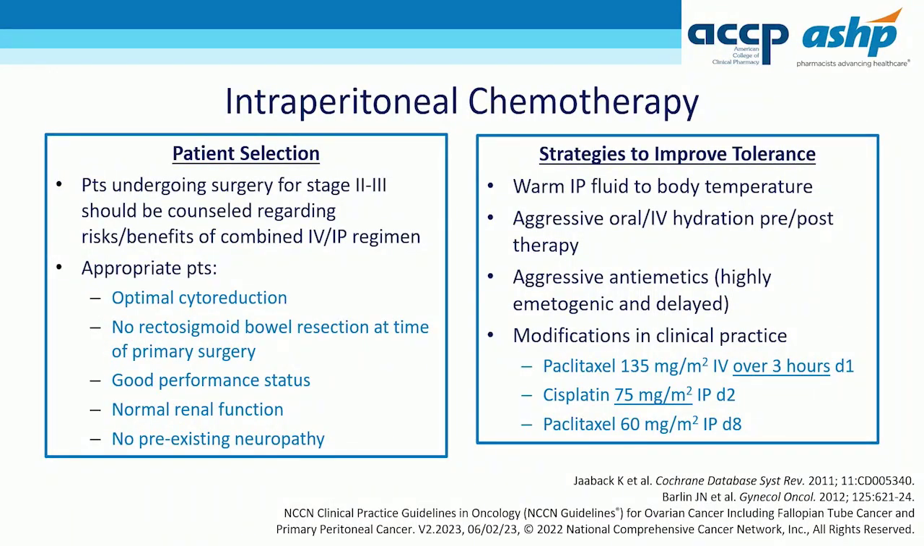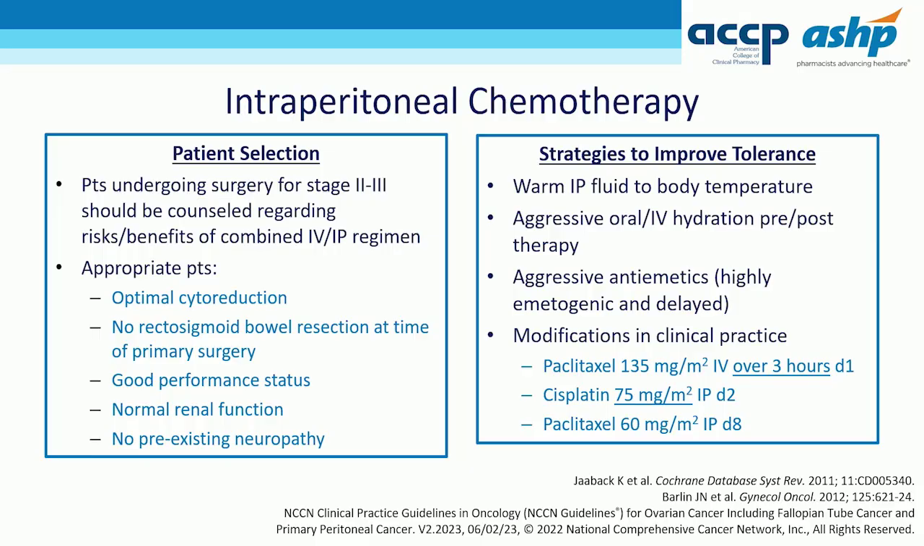So for our intraperitoneal chemotherapy, who is the right patient? So again, this is going to be those patients with stages 2 through 3. It is listed in the NCCN guidelines for the 2 through 4 chemotherapy with the caveat that they only recommend it for those that are stages 2 through 3. They do need to have optimal cytoreduction, and they should not have any sort of bowel resection at the time of their primary surgery. They need to have a good performance status with really no other comorbidities, no pre-existing neuropathies, no pre-existing renal dysfunction.